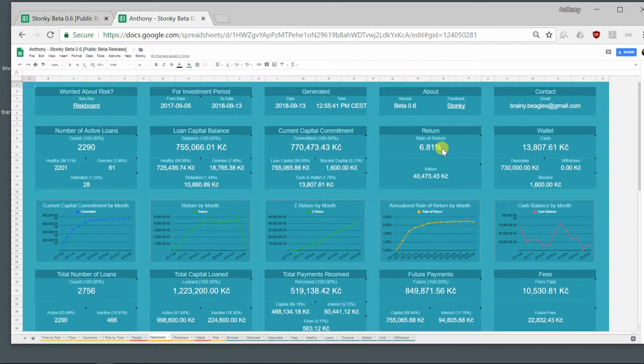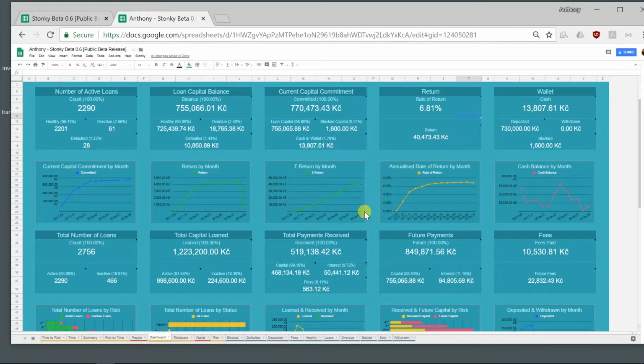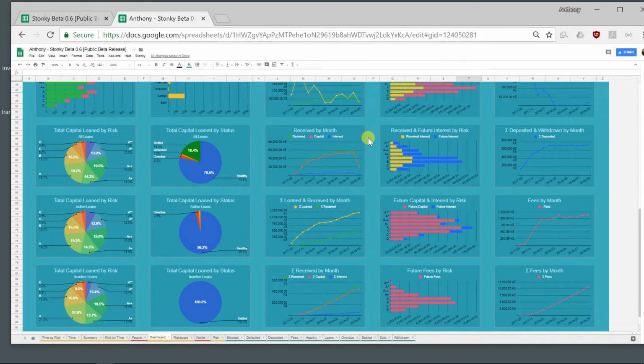The way to think of this, using the XIRR algorithm, which is quite an industry standard, is: if when I put deposits in from my bank into Stonky, I had put those at the same time into a bank account, what rate of return would that bank account need to give me, what interest rate, in order to give the same return I'm getting from Stonky? And then, as well as that, we can see here a summary of the wallet, and then we have various charts and figures showing things broken down by risk rating, statuses, and by month, cumulative totals, and so on.